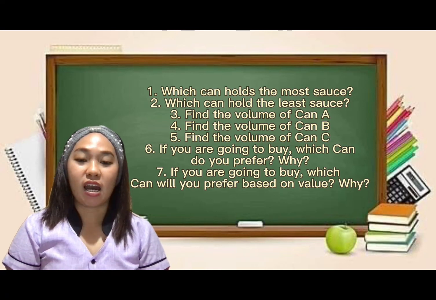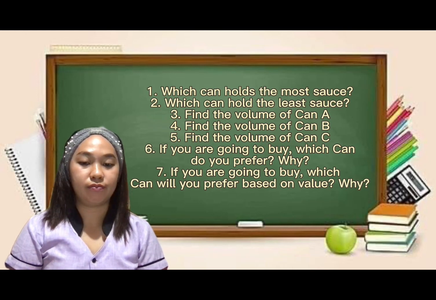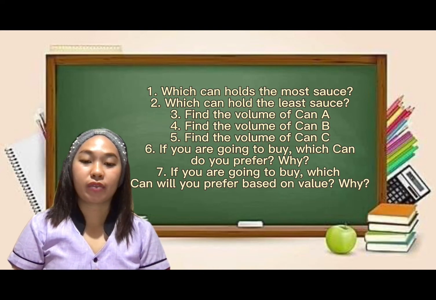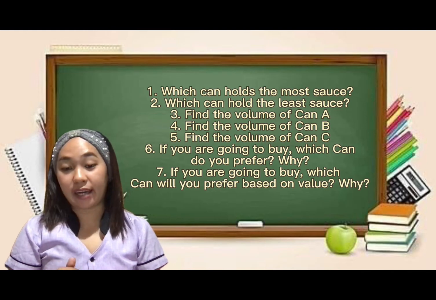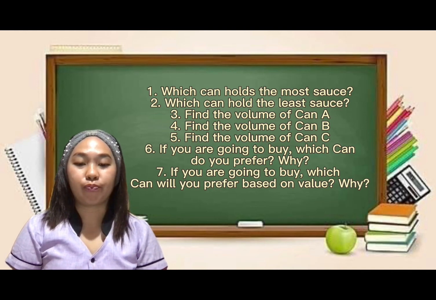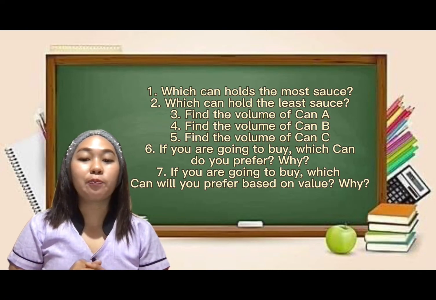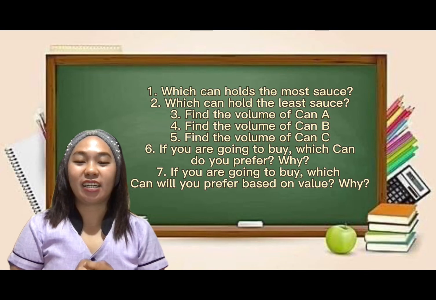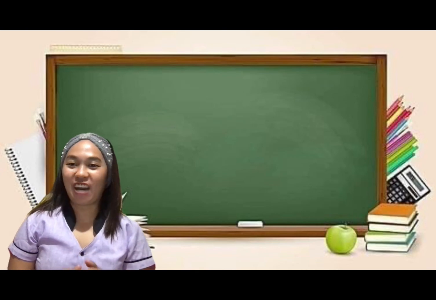Number 3. Find the volume of can A. Number 4. Find the volume of can B. Number 5. Find the volume of can C. Number 6. If you are going to buy, which can do you prefer and why? If you are going to buy, which can will you prefer based on value and why? Okay? Your time begins. Okay, very good.